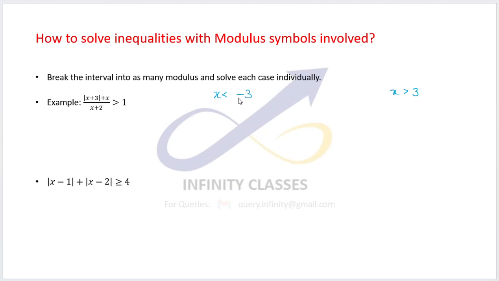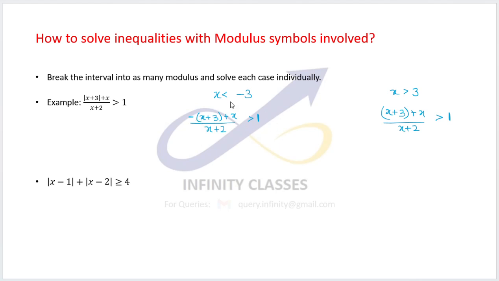For x less than minus 3, this will come out to be a negative number. So I can write it as minus of x plus 3 plus x divided by x plus 2 is greater than 1. And for this case, I can write it as x plus 3 plus x divided by x plus 2 is greater than 1. Of course, we can solve both the inequalities separately and get the answers here.